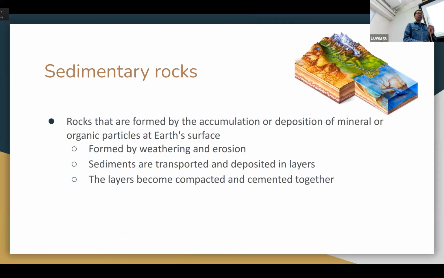So what are sedimentary rocks? They are rocks formed by the accumulation or deposition of minerals, and sometimes they contain organic particles. They form usually at Earth's surface. The forming process can be divided into 3 steps. The first one: the pre-existing rock, the original rock, is eroded or weathered by external forces. This pre-existing rock can be either igneous rock, sedimentary rock, or metamorphic rock.